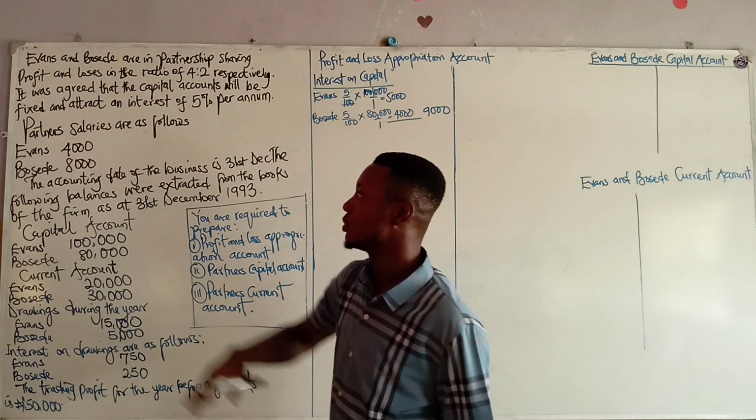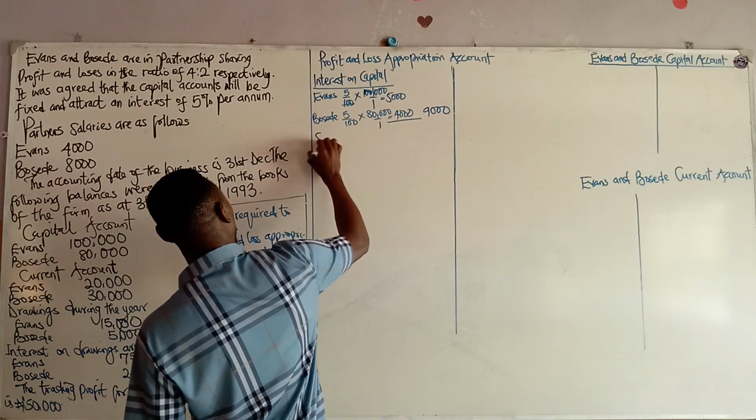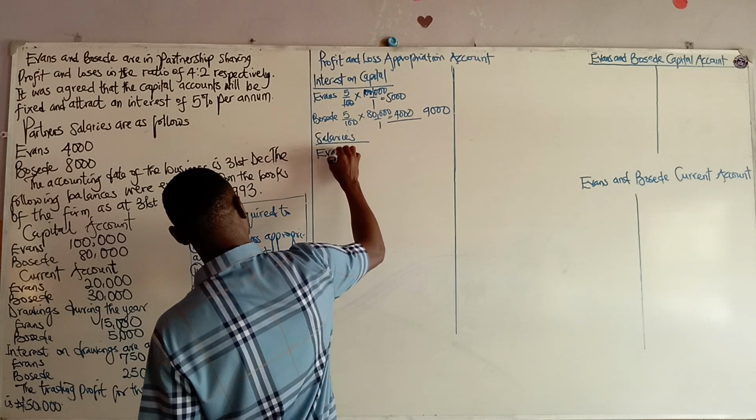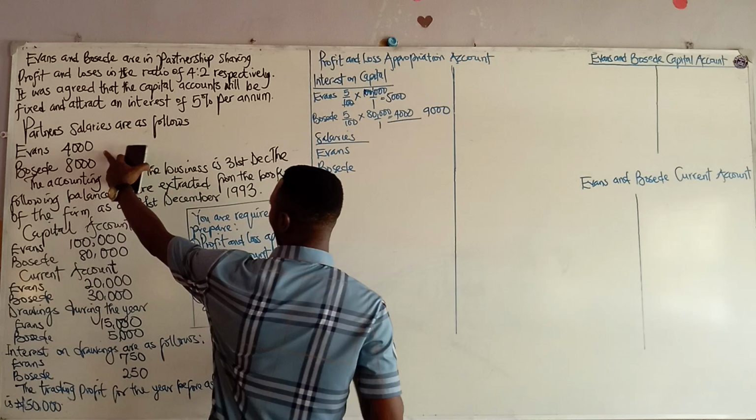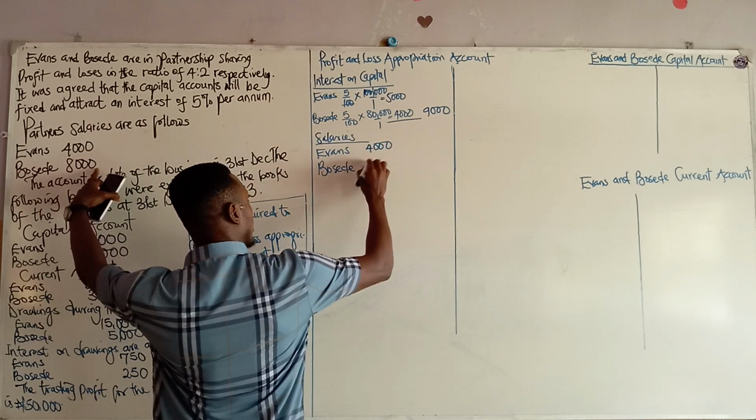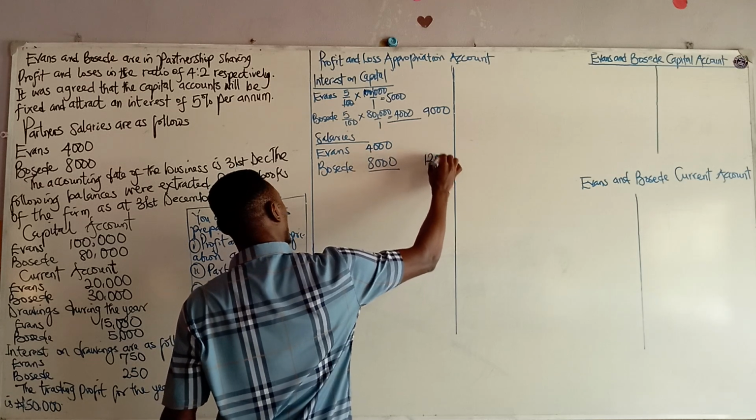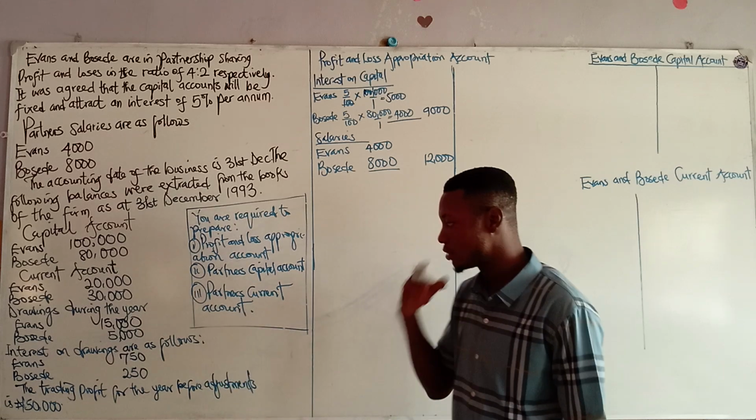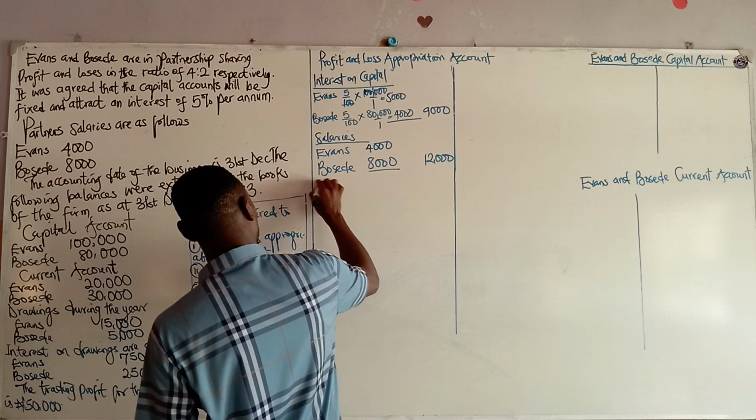The next expense is salaries, the salaries that are paid to the partners. In my salaries, I'll calculate it individually. We have Evans and then we have Boside. We are told that the salary for Evans is 4,000 and the salary for Boside is 8,000. If we add the two of them together, this gives a total of 12,000. Then the next one is commission. There is no commission in this question, so we leave it. Then we go to share of profits.